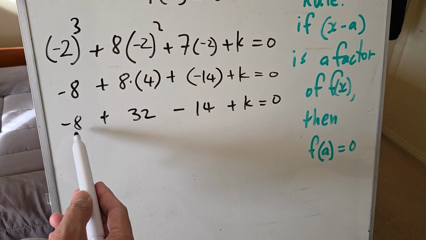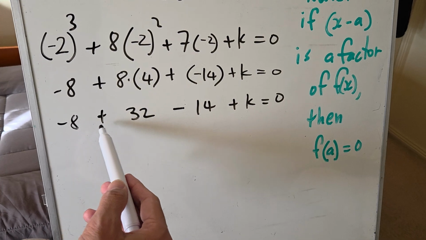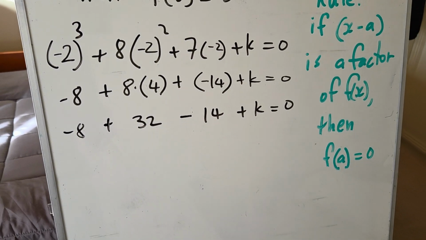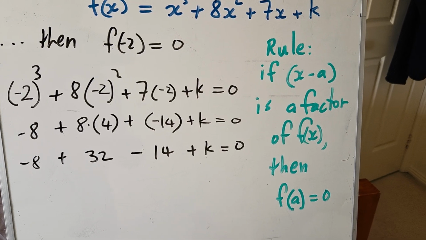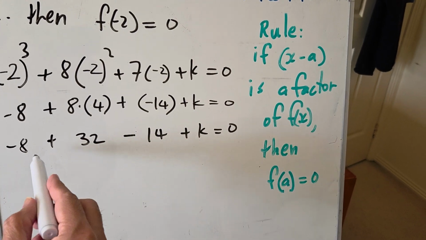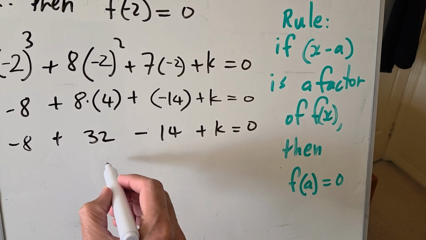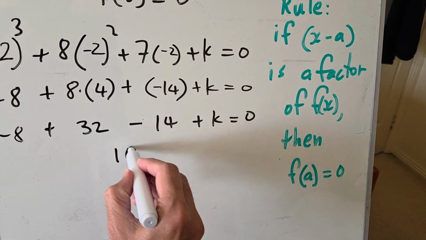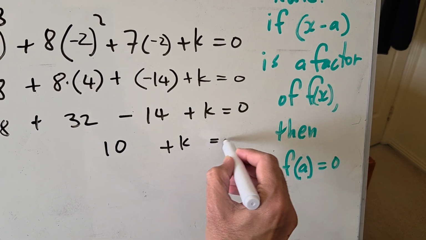Now, you put these numbers into the calculator, negative 8 plus 32 minus 14. What do we get? So these three numbers, negative 8 plus 32 minus 14, give us 10. So 10 plus k is equal to 0.